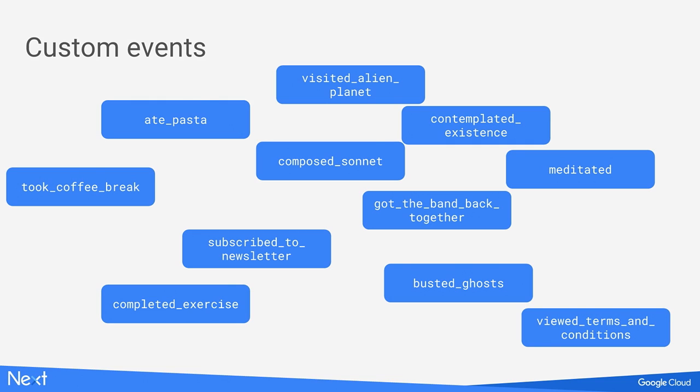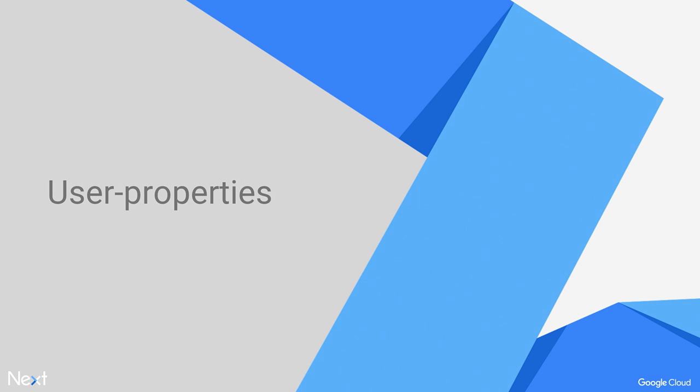These are events that you define specifically for your app, and you can define up to 500 different types of custom events. And really, these can be anything that's relevant to your app. Maybe that's completing a workout in a fitness app, or unlocking an achievement in a game, or viewing a recipe in a cooking app. And that's basically events in a nutshell.